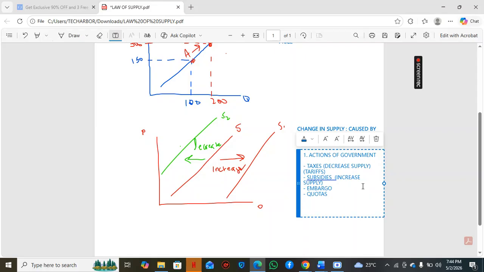Number two is price of inputs. Raw materials, labor. We can also put capital. Even land. If land gets expensive, especially if you're a farmer, or a business that wants to expand and increase production, it will be expensive for you.